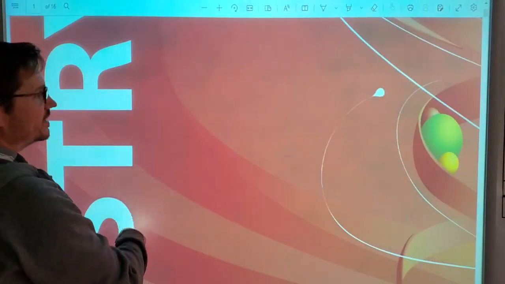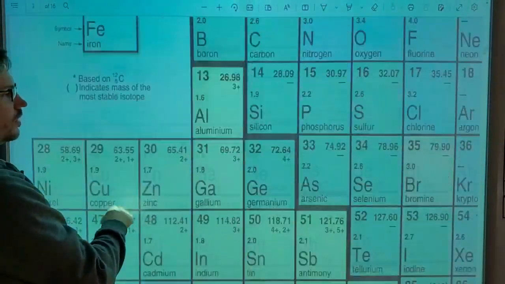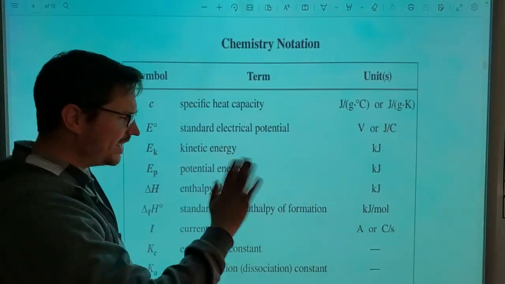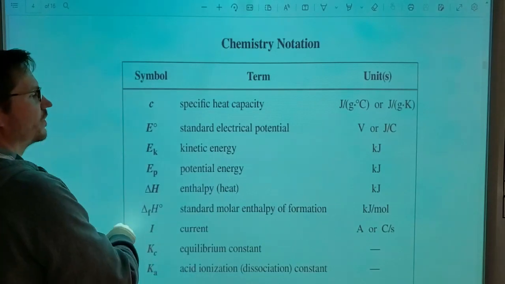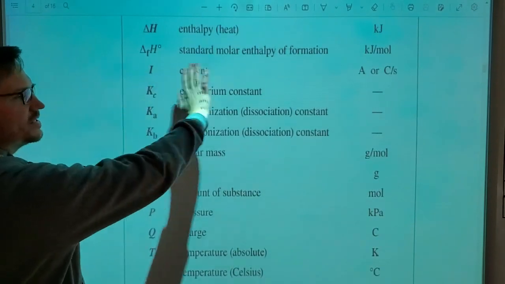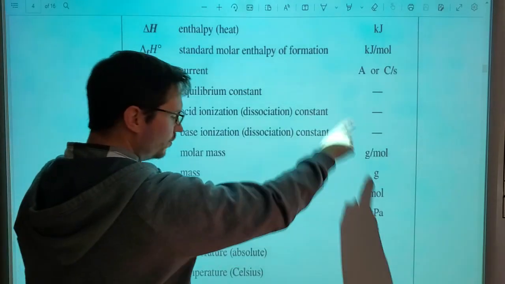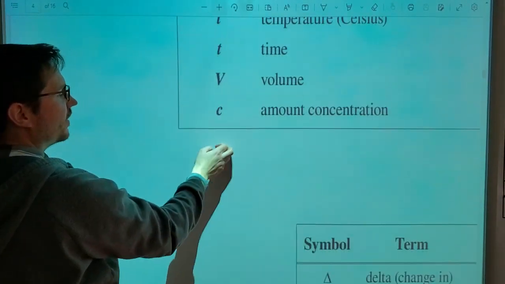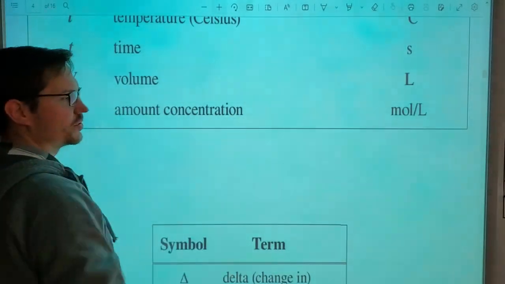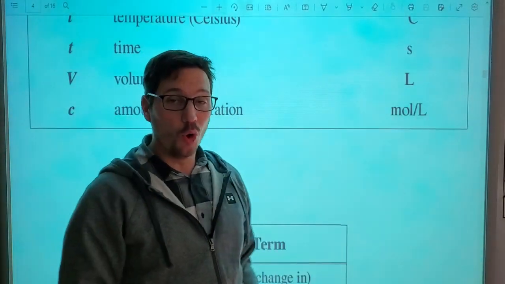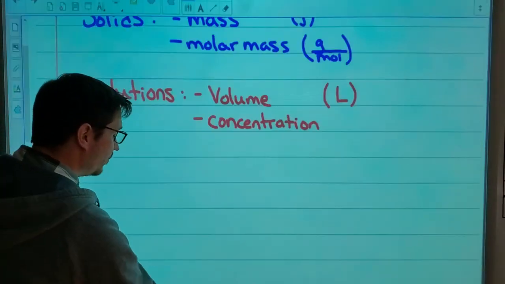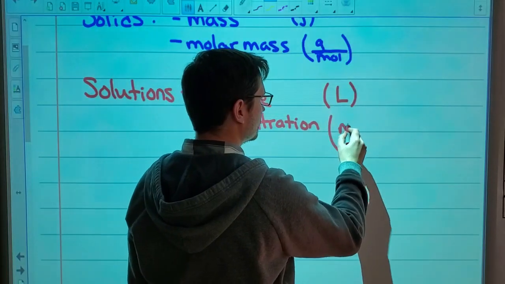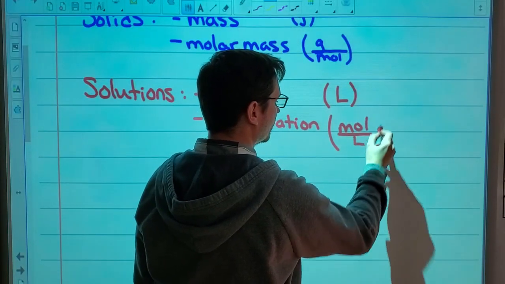When we take a look at our data booklet, I want to remind you that this page exists. This is page 3 or so in your data booklet. In here, it defines a bunch of things and the units for those values. Near the very end, we have amount concentration, and it's measured in moles per liter. I just wanted to remind you that that page exists. So, moles per liter.